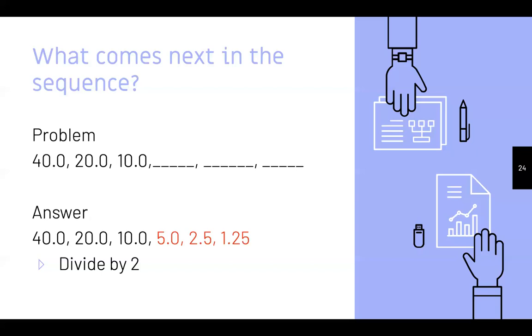Now the next one is 1.25. Well, how do we get there? Same thing. We can just divide that 2.5 by 2, and we have 1 goes into 2 one time, decimal point, very important.